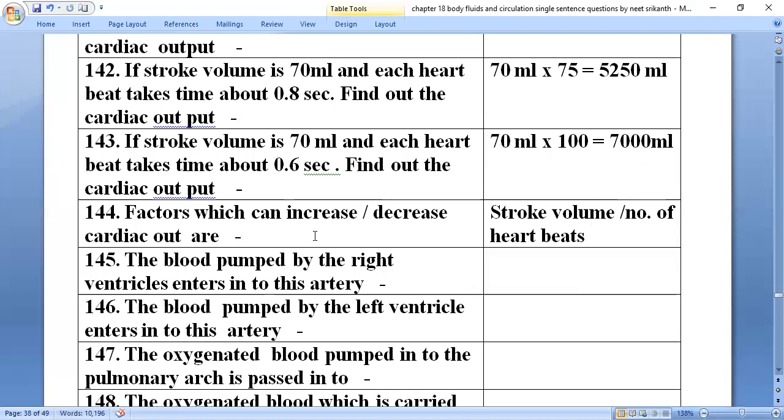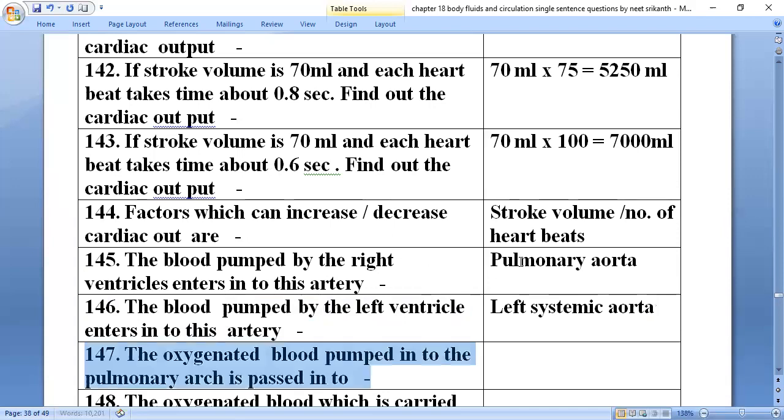Blood pumped by the right ventricle enters into this artery. From the right ventricle, it will come to the pulmonary artery, pulmonary aorta, a bigger vessel. Blood pumped by the left ventricle enters into the left systemic aorta, arch, whatever, a bigger vessel called aorta.